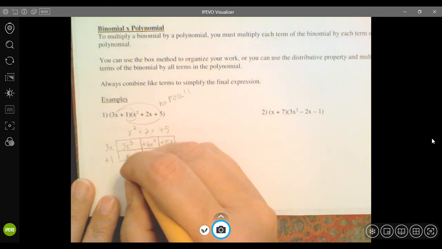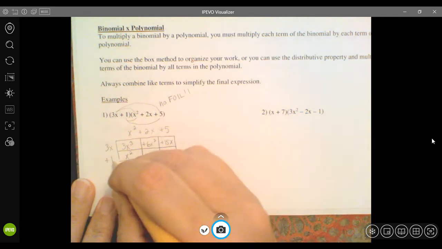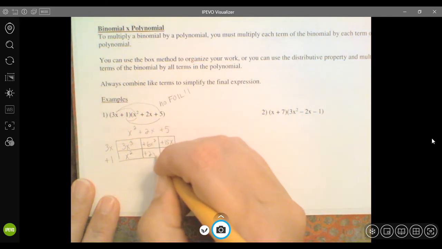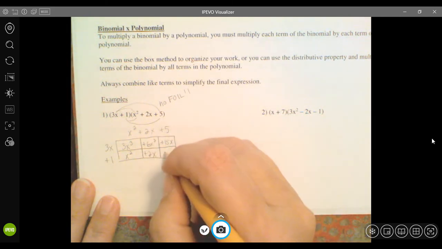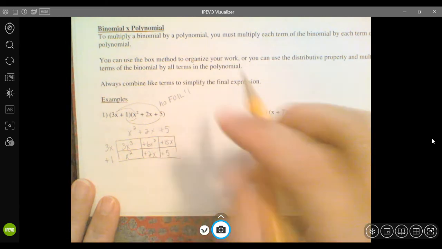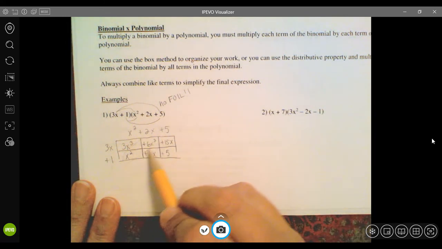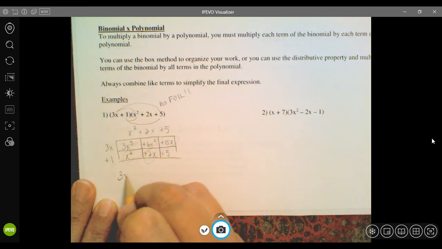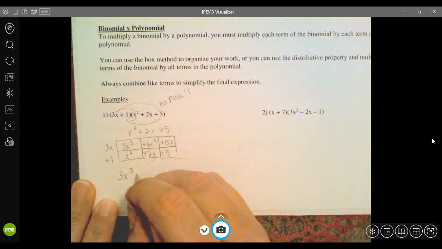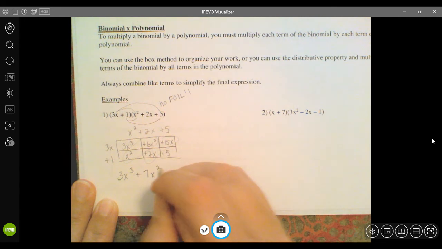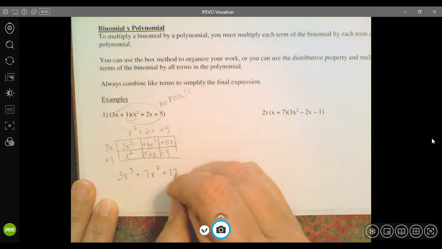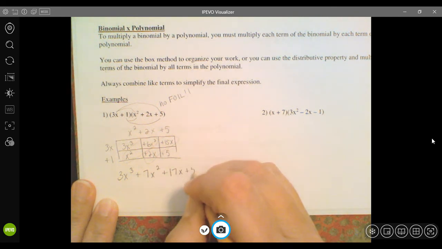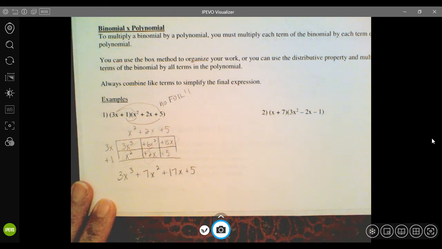1 times x is x squared. 1 times 2x is 2x. 1 times 5 is a positive 5. And again, I've got some like terms in my diagonals. My final answer is 3x cubed plus 7x squared plus 17x plus 5.